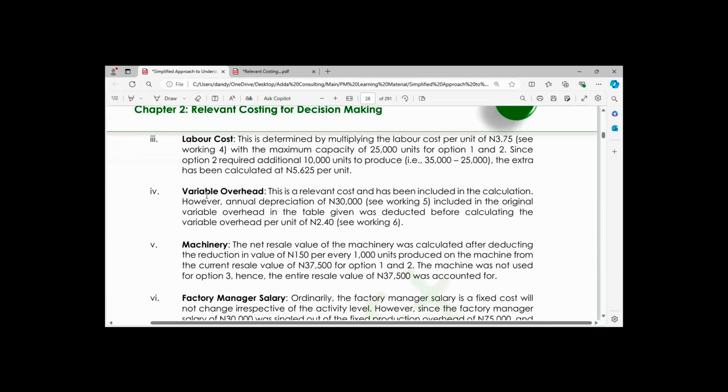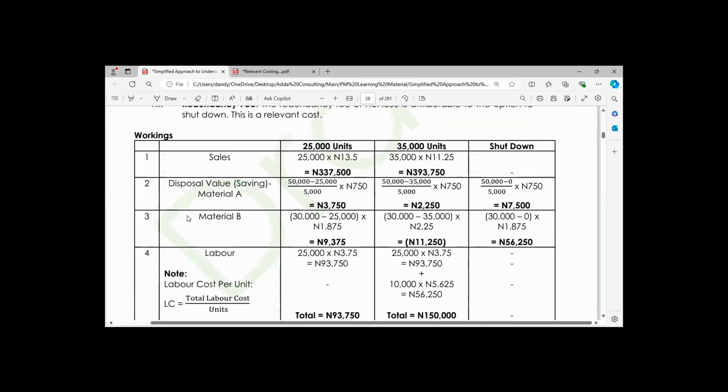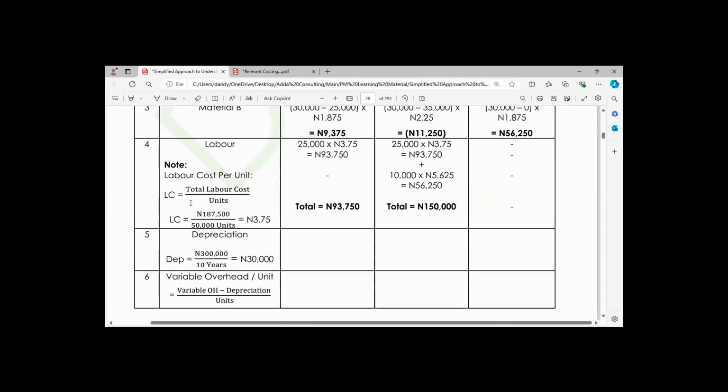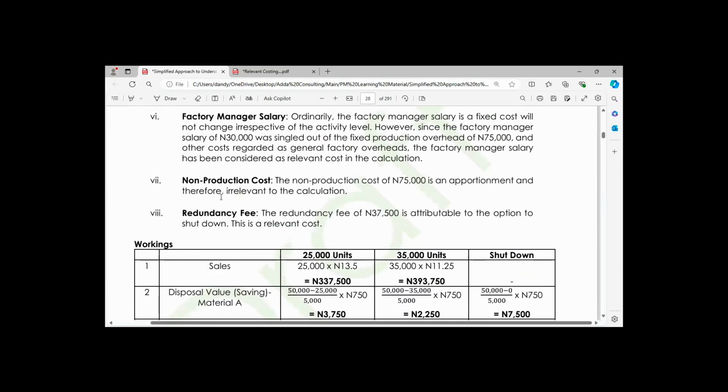Then, additional information number 3, that's where you have the labor cost. In this case, I mentioned that labor cost is determined by multiplying the labor cost per unit of 3 naira 75 kobo. See working number 4. So I've also done working. Apart from the assumption, we also have working here. These are the workings that we did.